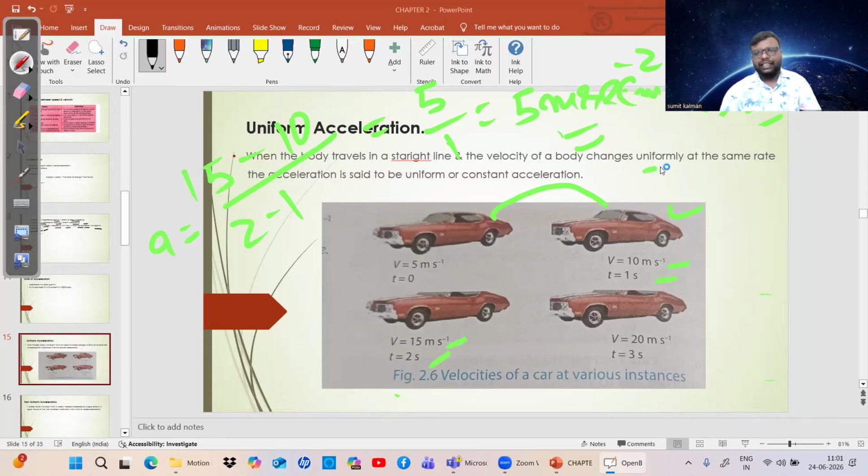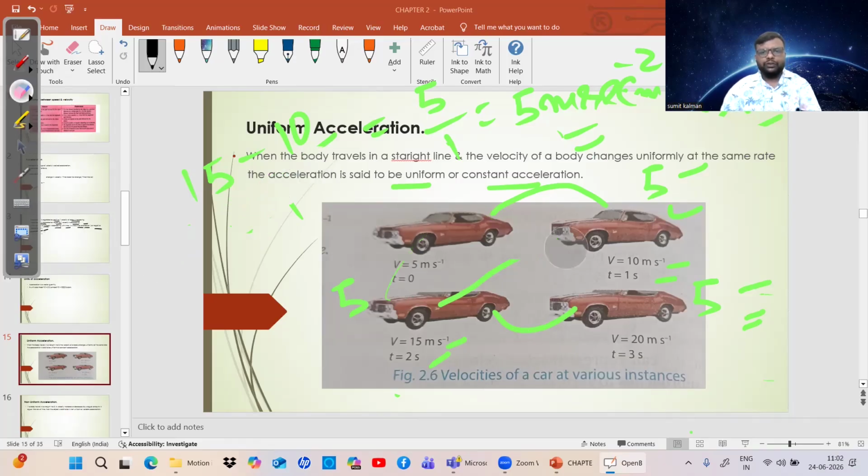For first to second car, the acceleration was 5 meter per second square, second to third also 5, and if you calculate for third to fourth, it will again come out to be 5 meter per second square. In this way, your acceleration is coming out to be constant. So this acceleration is known as uniform or constant acceleration. I hope this is clear. Students, if you have any doubt, then you can ask.